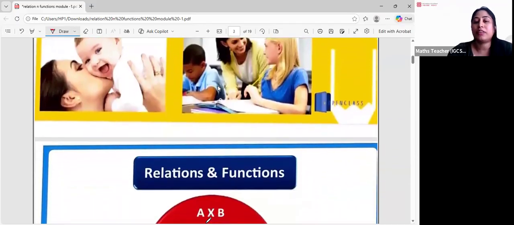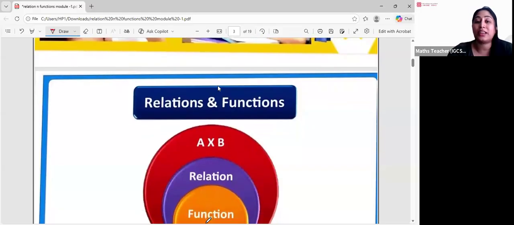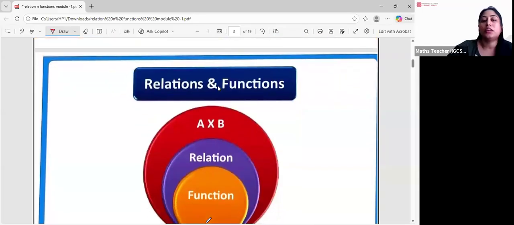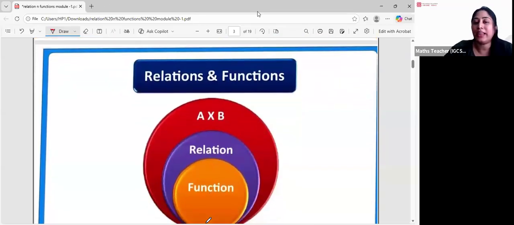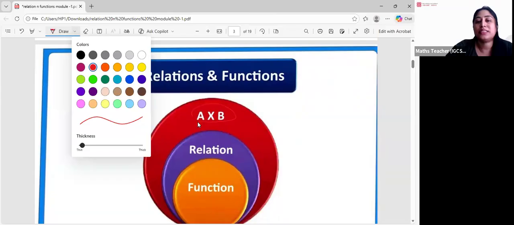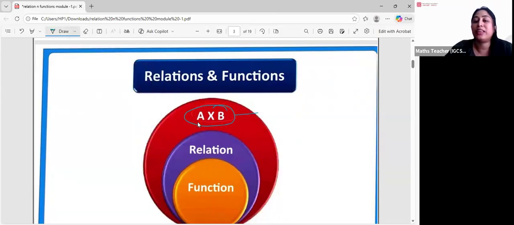In this chapter we have relations and functions. Let us see what relations are in mathematics. Before relations and functions, we need to learn A cross B. Can you make out this is not A into B? Generally you read that as A into B, but this is A cross B. Whatever into mark we have, we read that as A cross B or B cross A. This symbol we read as cross, and this is nothing but the Cartesian product.